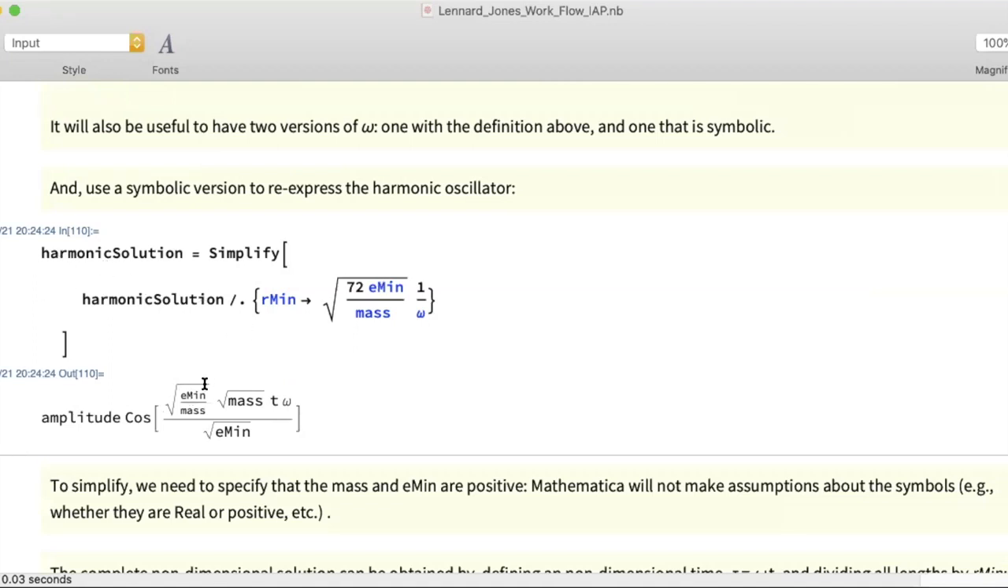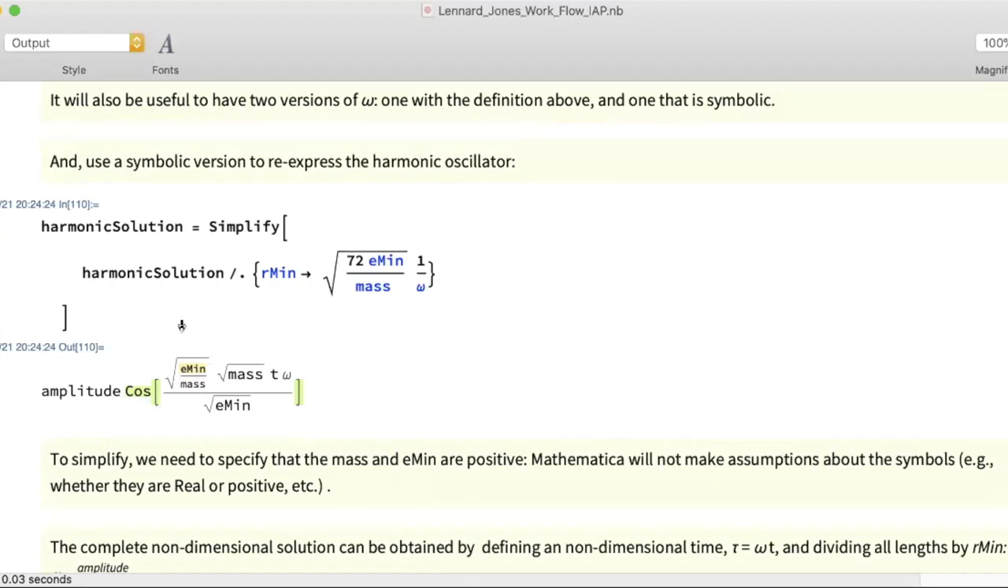Now, notice something here on this simplify. I'm seeing this square root of mass sitting here, and a square root of mass sitting here, a square root of E min sitting here, and a square root of E min sitting here. So technically what's happening is Mathematica is not allowing you to make mistakes. If mass happened to be negative, your harmonic oscillator would do something very odd, like run off to infinity. And so what this is doing is keeping you from making mistakes.